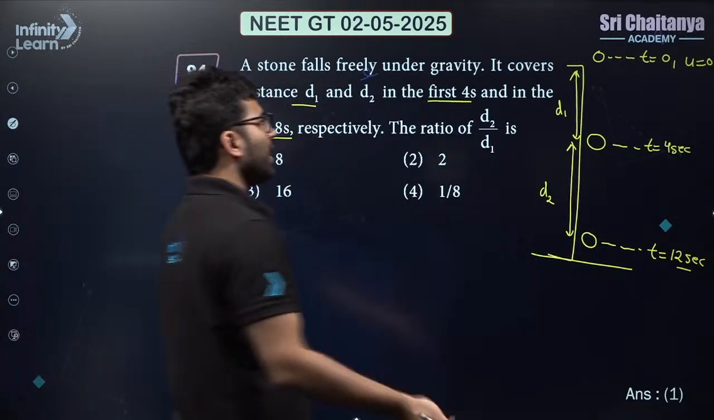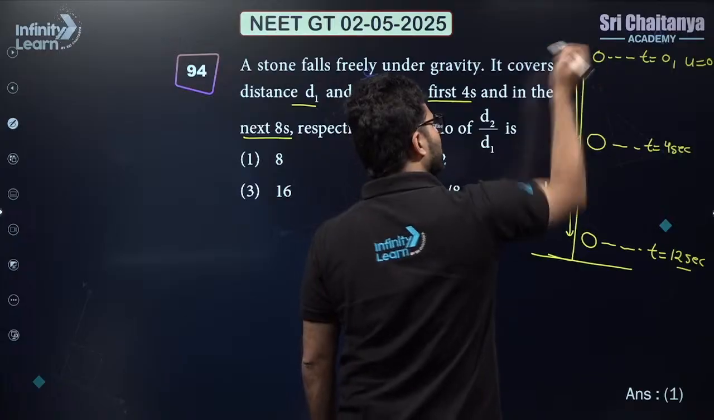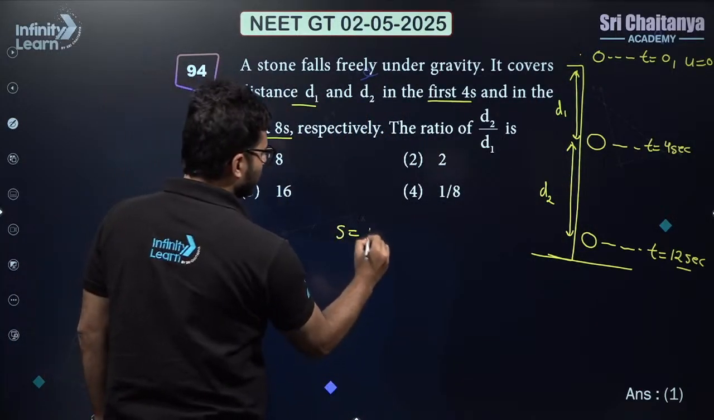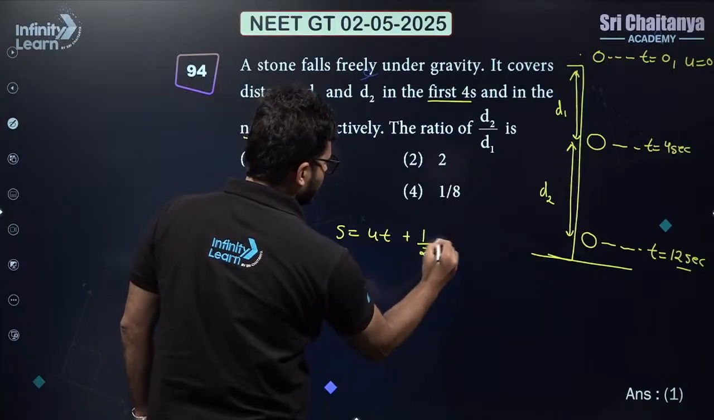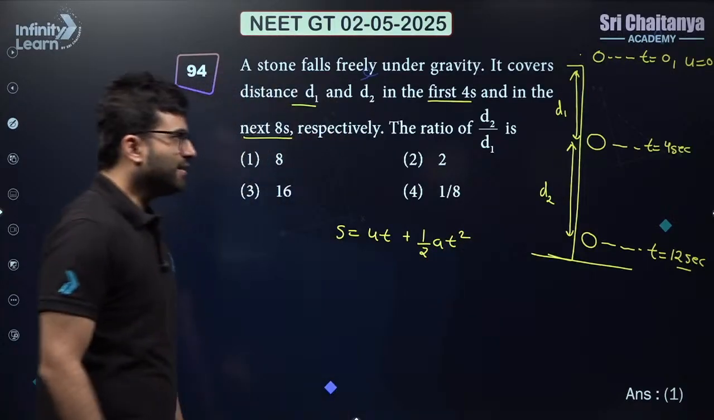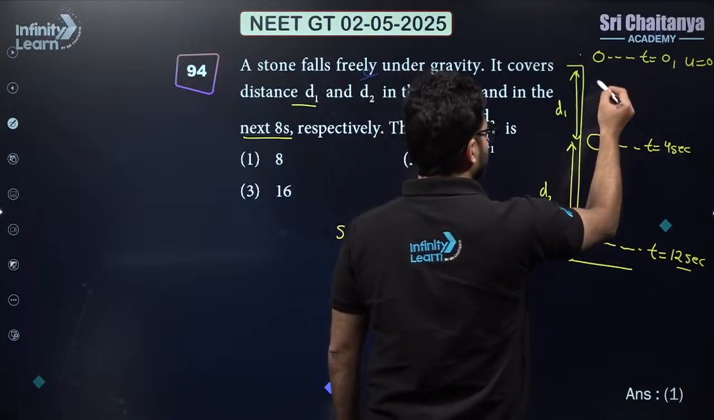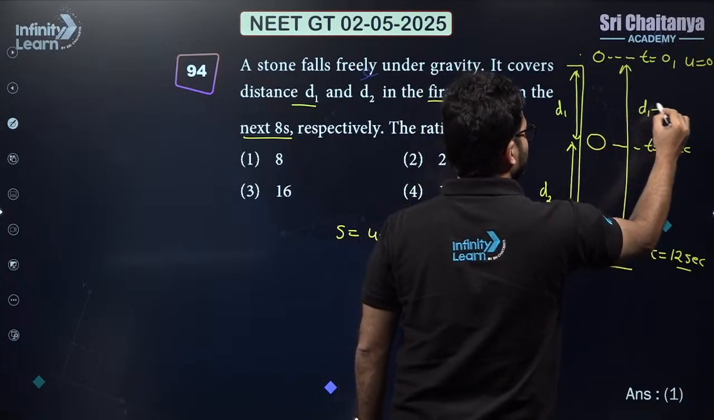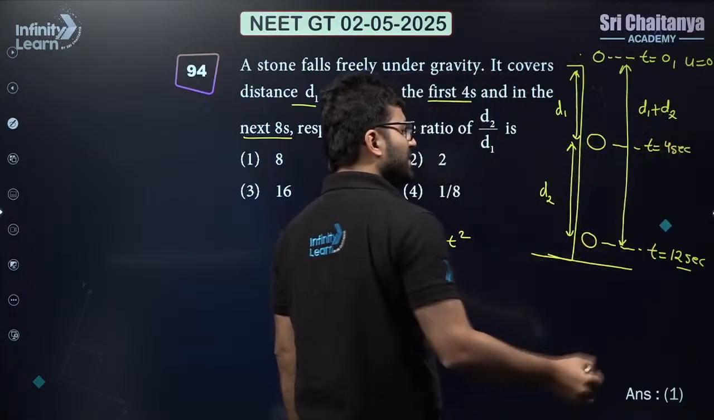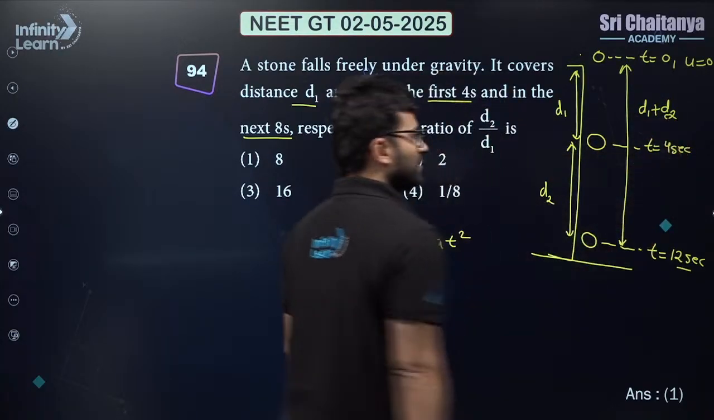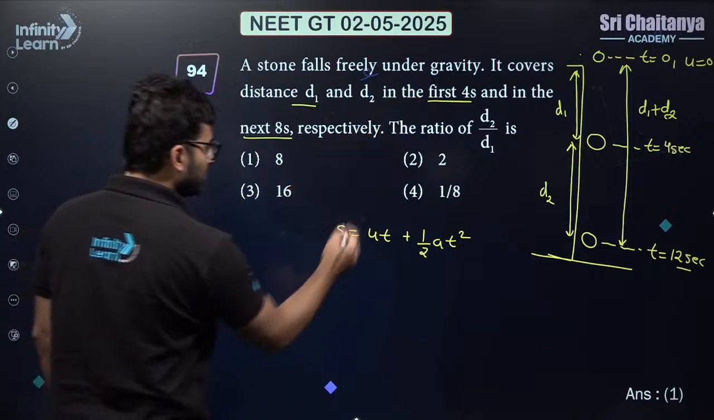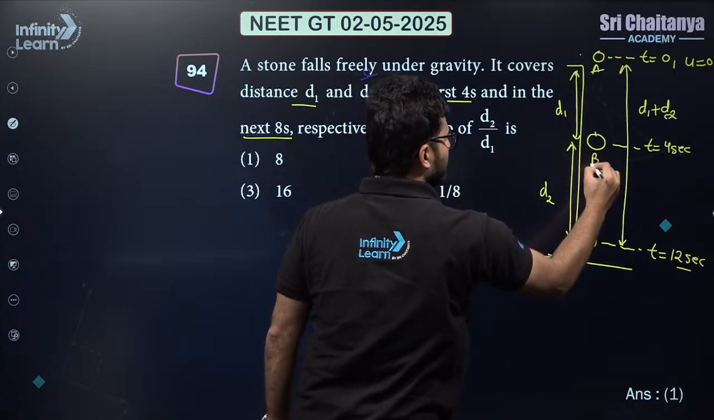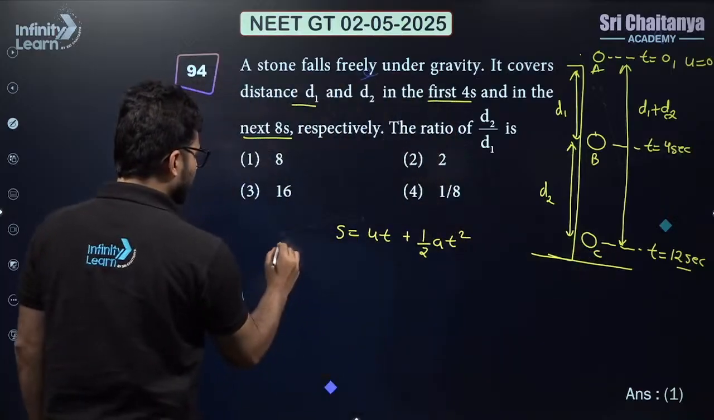So what I'll do, I'll analyze both the motions from here itself, because my initial velocity is 0 there, and I can apply this equation s is equal to ut plus half at square. If you see, for this whole motion, the total distance covered is d1 plus d2, and the total time taken is 12 seconds, 4 plus 8, which is 12. So I can apply these two equations. Let's say this is A, this is B, this is C. So I'll first apply for AB.